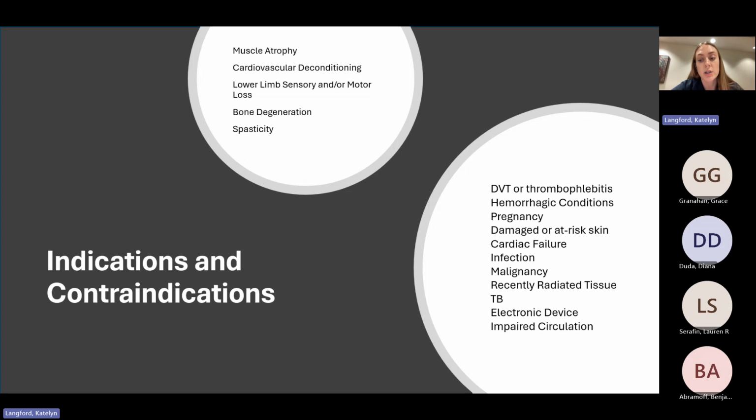But some of the contraindications, some of these are not surprising, which would be DVT, hemorrhagic conditions. Obviously, don't want to use this if your patient's bleeding, pregnancy, at-risk skin, cardiac failure, infection, malignancy, recently radiated tissue, tuberculosis, implanted electronic devices like a pacemaker, or impaired circulation. If your patient has a vasculopathy, you probably wouldn't want to use this on them.